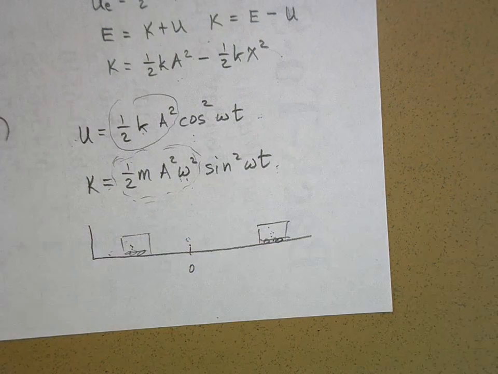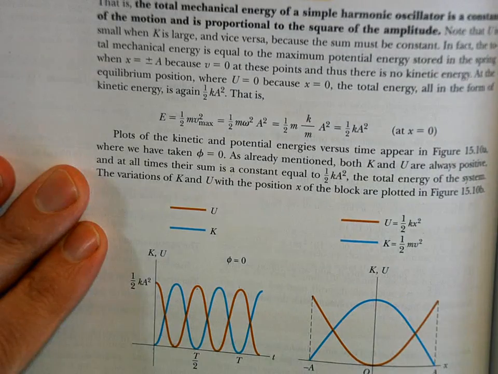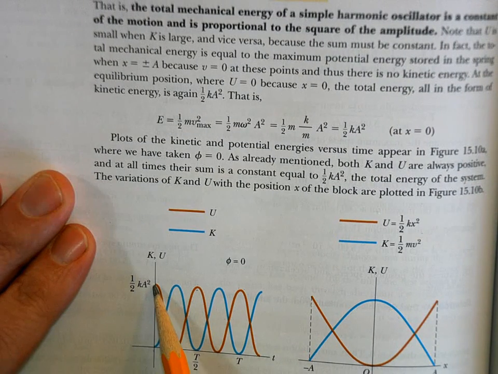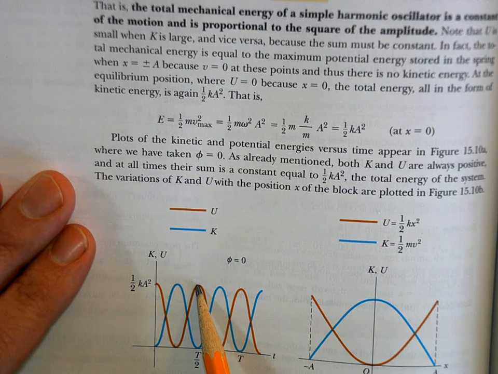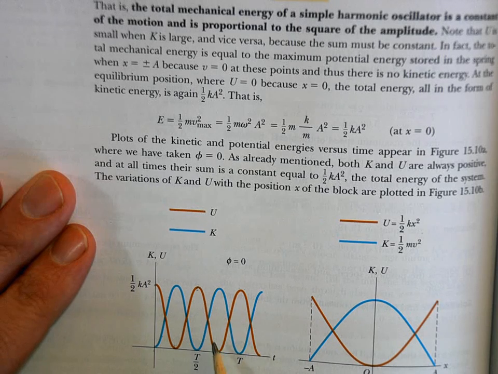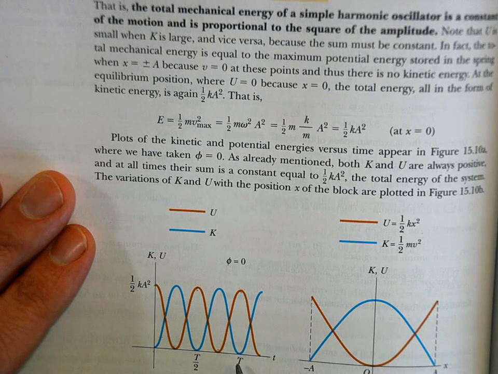And that's what this graph shows right here. It goes from here to 0, back to its maximum on the other side. Back to 0, back to its maximum to where it started. Now it's back to where it started, and that takes 1 period to do. And this is a cosine squared function. This is a sine squared function.